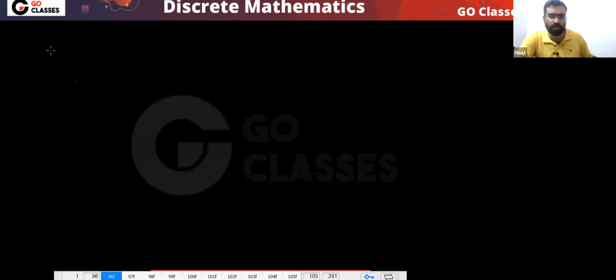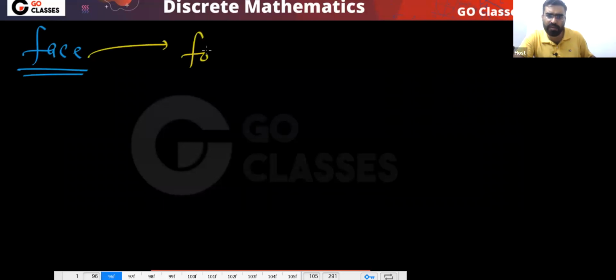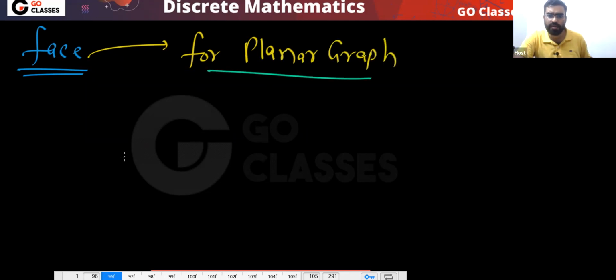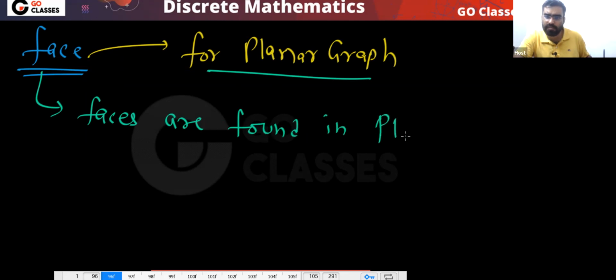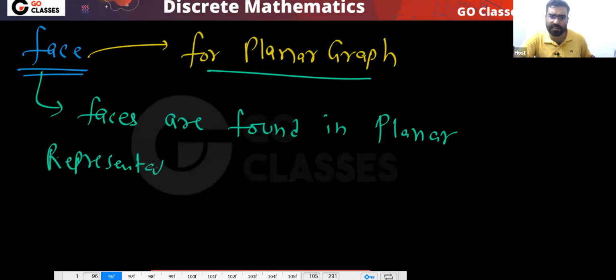So remember, this concept of face, you already know. This concept of face is only for planar graphs. And also remember, if you want to find faces, then you find them in the planar representation. Faces are found in the planar representation. So you must have a planar representation of a planar graph.